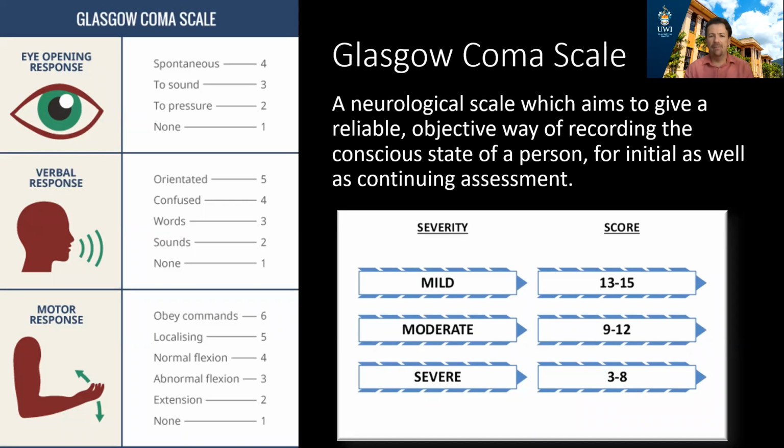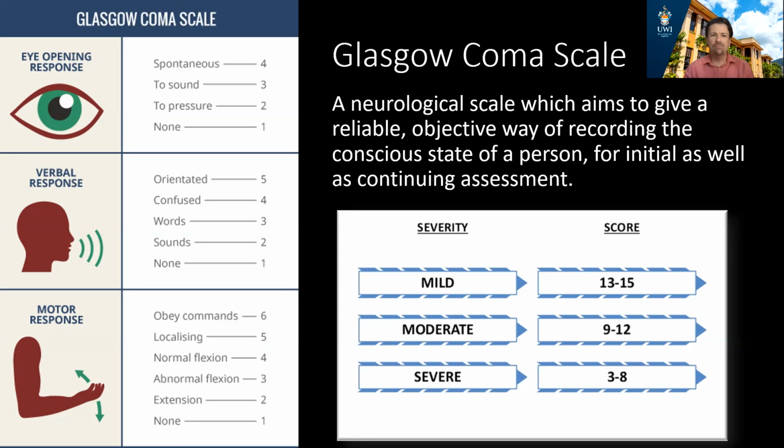You can see by the image on the right of your screen that three things are assessed: eye-opening response, verbal response, and motor response. And each of these is given a score. Note that the eye-opening is from 1 to 4, the verbal is from 1 to 5, and the motor is from 1 to 6. And note in all cases, absence of the response totally receives a score of 1 and not 0. And that means the lowest score that you can receive on the Glasgow Coma Scale is 1.